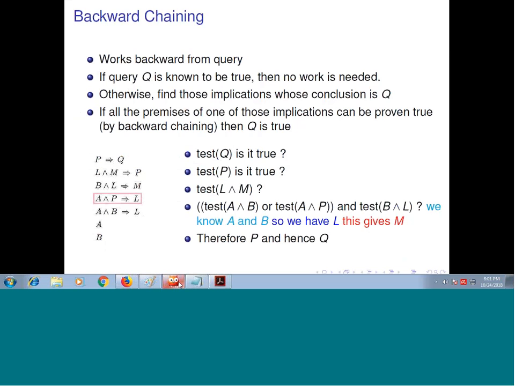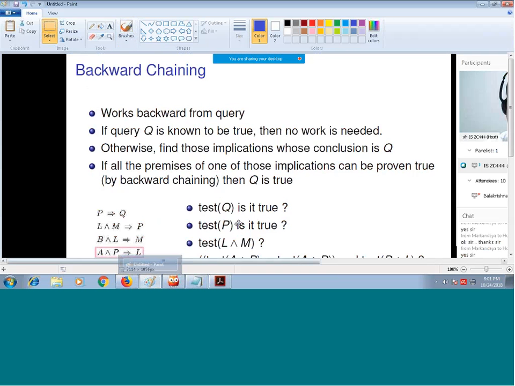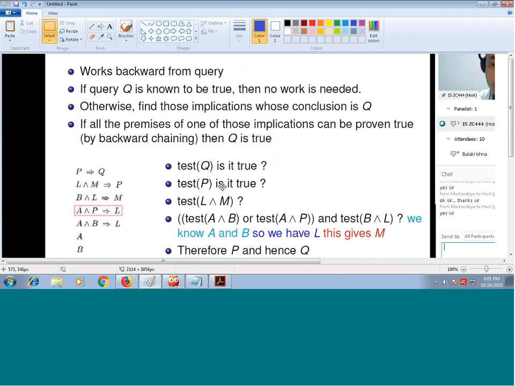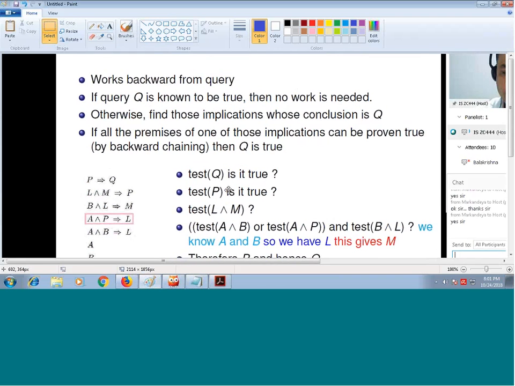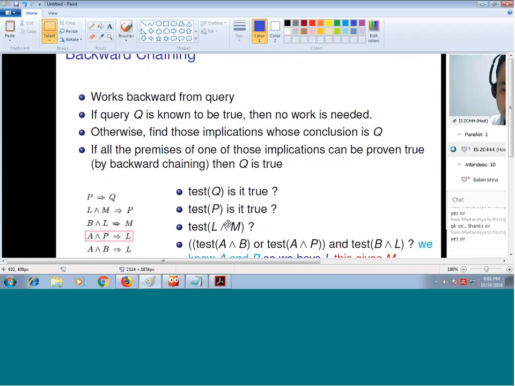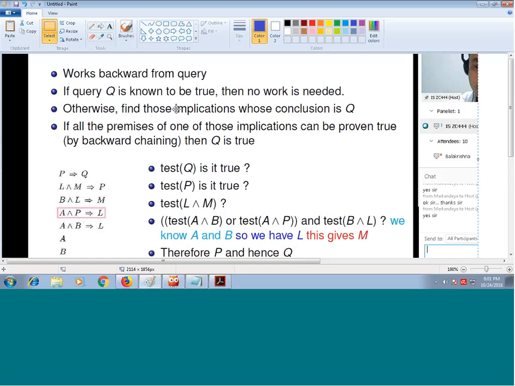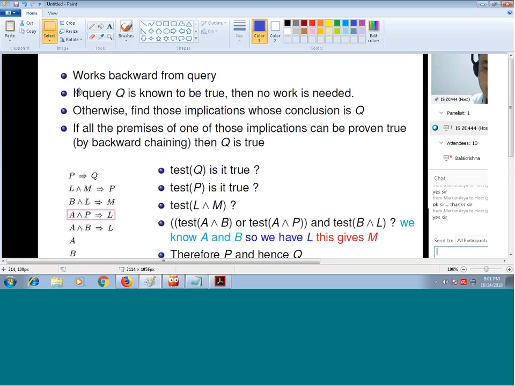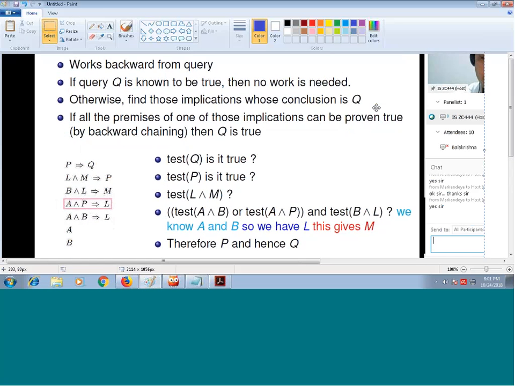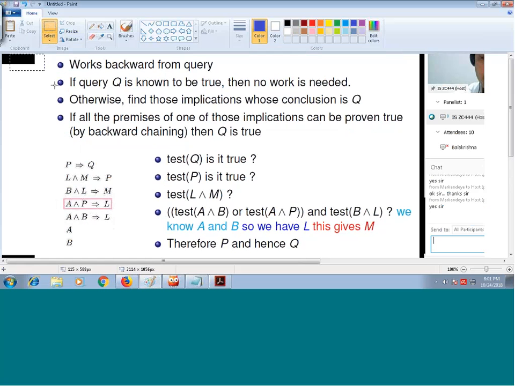Most of the time you may get a lot of things, and it will be very difficult to go ahead. So backward chaining gives you a method by which you can go backward from the query. If the query Q is known to be true, then no work is needed, because, say, these things are given to you.